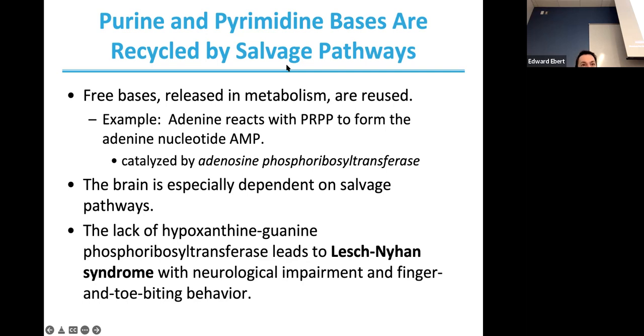So we can catabolize them into uric acid and urea, but a lot of times we can recycle them from pathways in here. So we take our phospho-ribose with the nucleobase on there. As we start to degrade them, we can release the free bases.